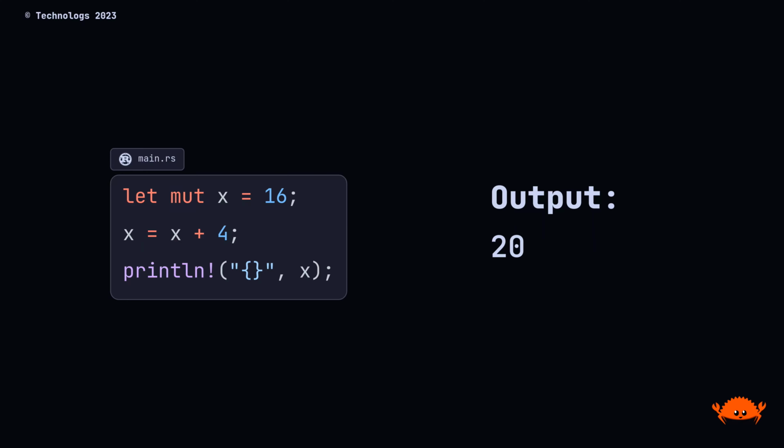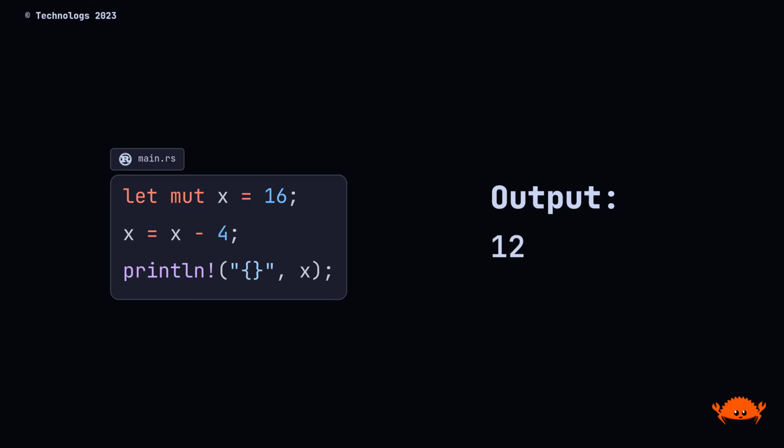Next, let's try subtraction. To perform subtraction, we can replace the plus with a minus sign like this. What this will do is it will now fetch the value of x, which again is 16, subtract 4 from it, and then mutate x and set its value to the difference. This will give us an output of 12.